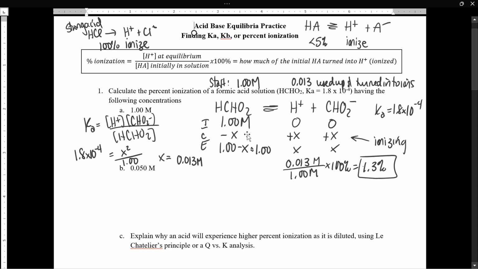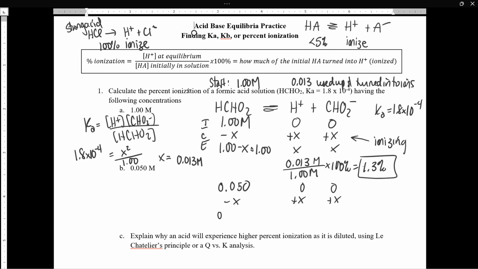We'll see that for acids, the percent ionization is actually going to be affected by the molarity. So let's test this out again. Let's do the same kind of ICE chart setup with the same acid, still formic acid, but instead of starting with 1 molar formic acid, we're going to start with 0.05 molar formic acid.